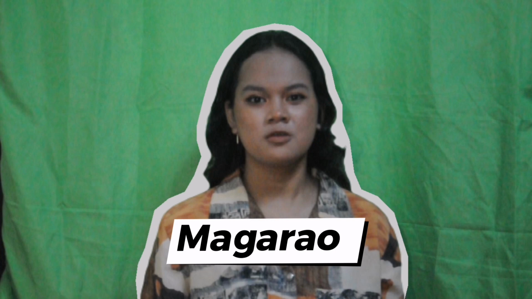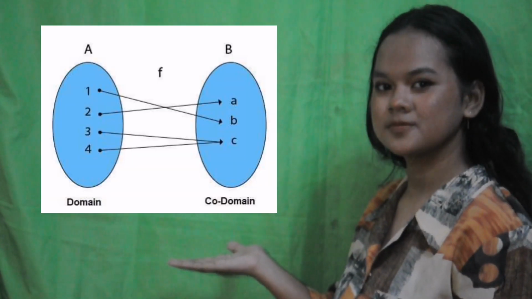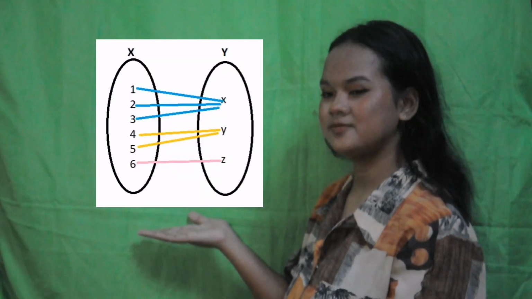There are types of function. First is the injective function or a one-to-one function, a function in which one element of the domain set is connected to the codomain set, just like this example. Second is a surjective function or an onto function, in which every element of the codomain set has one pre-image, just like this one. And last is a many-to-one function, which implies two or more elements of the domain set with a single element of the codomain set, just like this one.